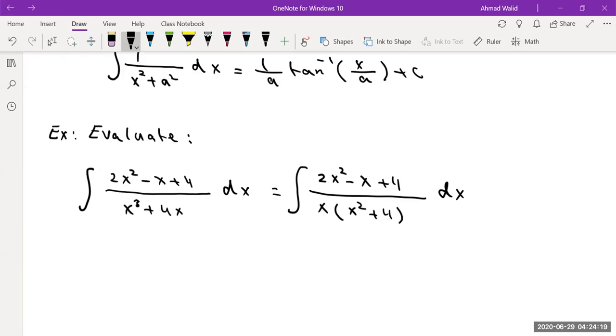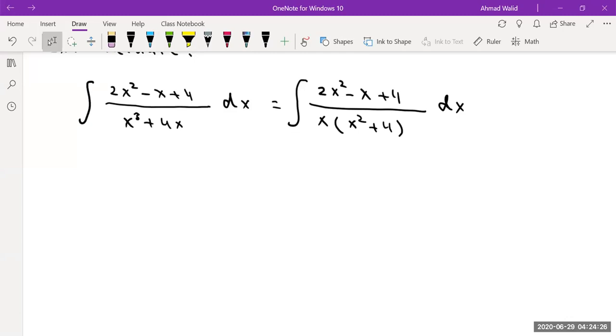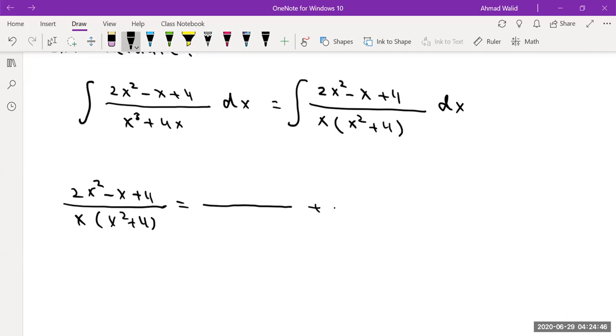Now I will change this rational function to its partial fractions, or in other words, I will decompose this fraction, 2x squared minus x plus 4 over x times x squared plus 4. I definitely need two fractions on the right side. The denominators will be x and x squared plus 4.